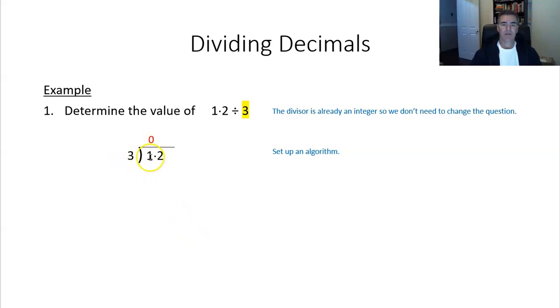3's into 1 don't go, so 0. I'm going to cross out that 1 and share it over with our next digit, so that now becomes a 12. Our decimal point's going to line up, so let's put it up there now. You could have put it up there in the first place, it doesn't matter. And now 3's into 12 go 4, no remainder. So what we find is that 1.2 divided by 3 is 0.4. And it's fairly much that straightforward. So we just keep following that process. However, what we're going to find in the next few examples is that our divisor is not going to be an integer.